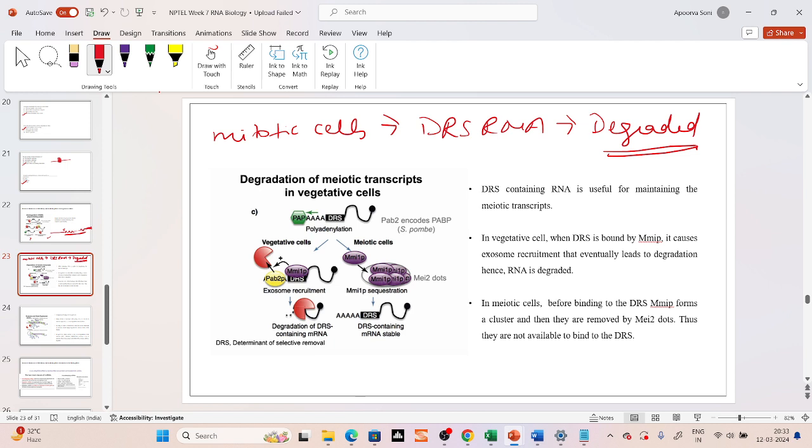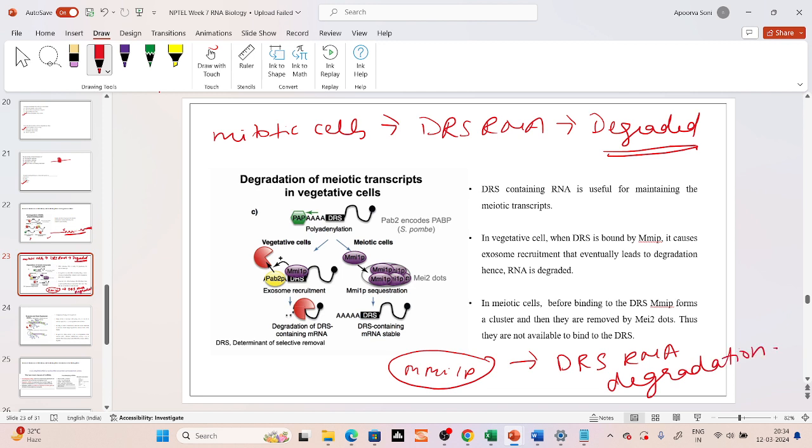That means this Mmi1p is responsible for DSR RNA degradation. Okay, so in mitotic cells, what happens? This Mmi1p comes and sits on DSR and it recruits the exosomes, and exosomes cleave the RNA.